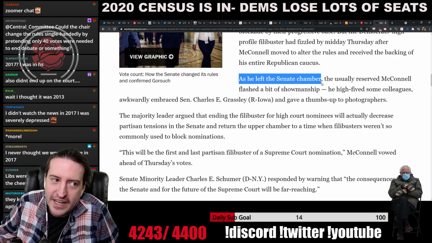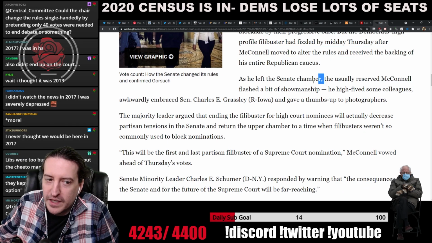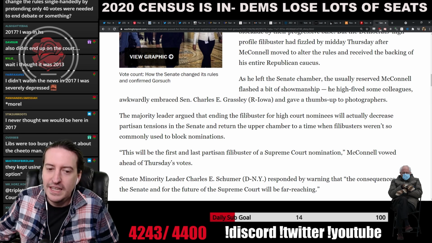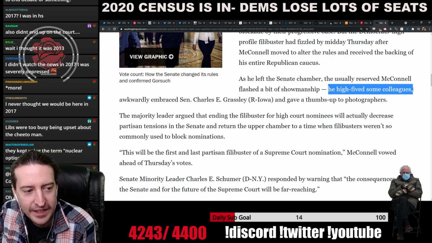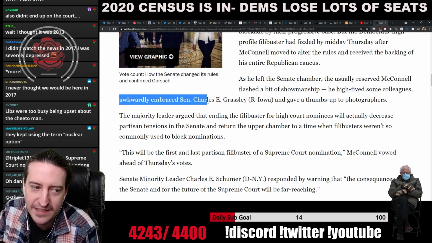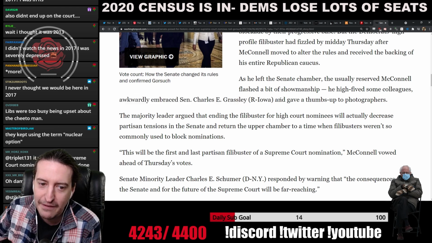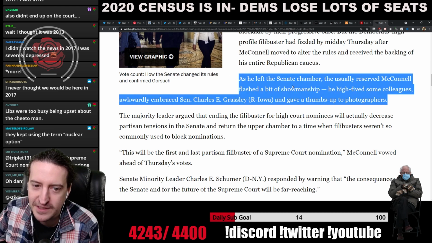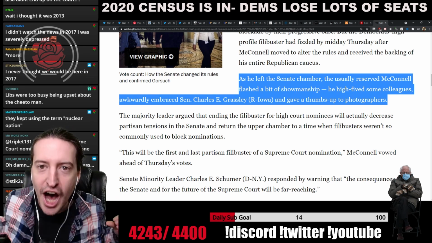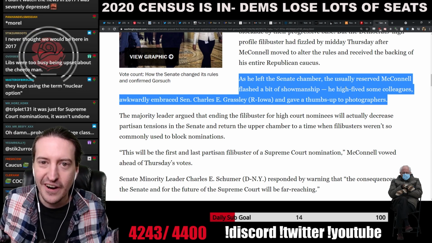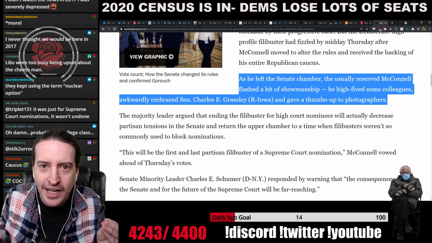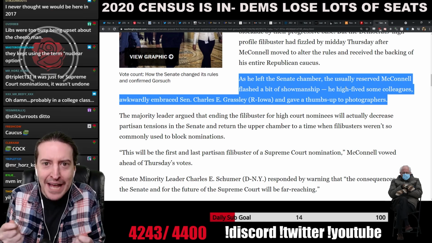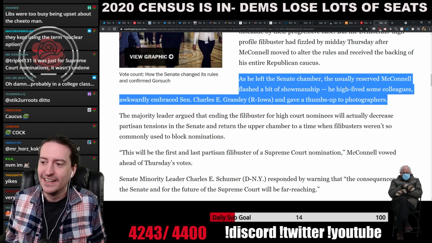As he left the Senate chamber, the usually reserved McConnell flashed a bit of showmanship. He high-fived some colleagues, awkwardly embraced Senator Charles Grassley, and gave a thumbs up to photographers. That's how cucked the Democrats are. Can you imagine being this cucked?